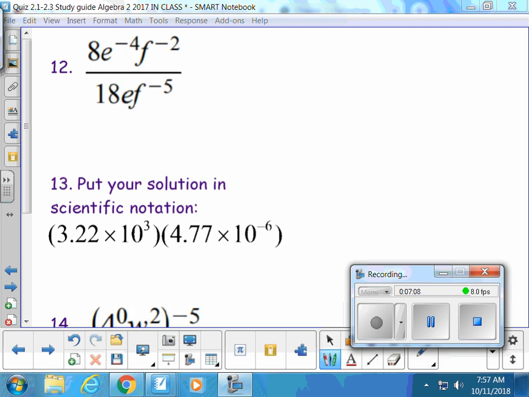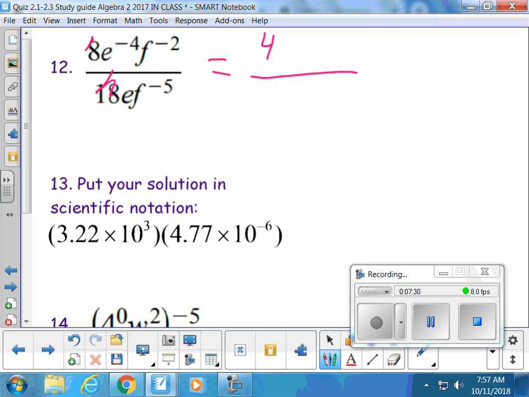All right, number 12. This is probably the hardest one we've come to for sure. There's a lot going on. Let's just start easy with the 8 and the 18. They're just normal everyday fractions. Let's just reduce them. What do 8 and 18 both have in common? I can divide out a 2, yes. 8 divided by 2 equals 4.